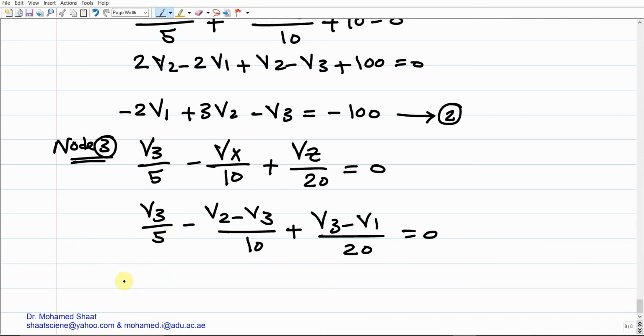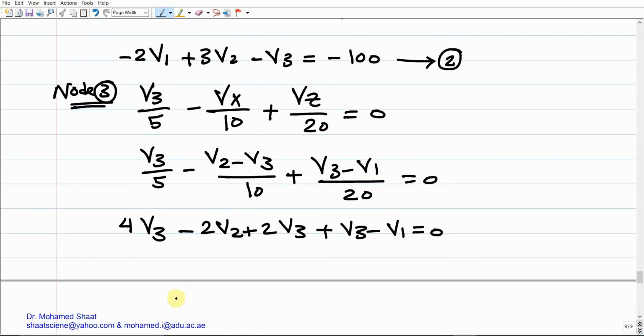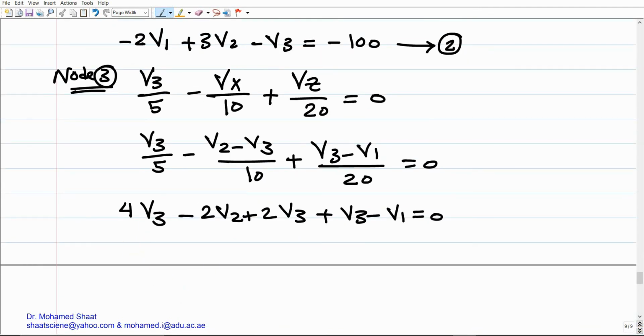So we're going to end up here by 4V3 negative 2V2 plus 2V3 plus V3 negative V1 equals 0. Then your objective simply is just to write again this equation 3 in this order. We're going to start with the V1 term as negative V1, which should be this term. Okay, so it should be negative V1, negative 2V2. And for the V3, we do have 6 plus 1, so it's going to be 7V3 equals 0. And this is going to give us the third equation.